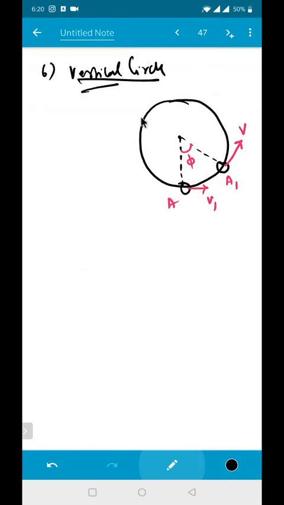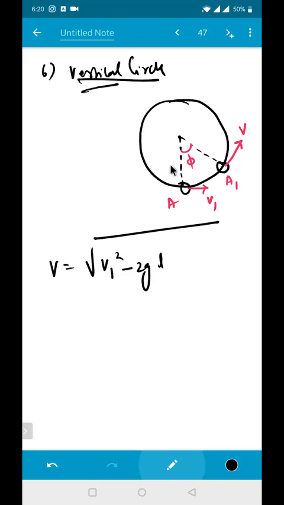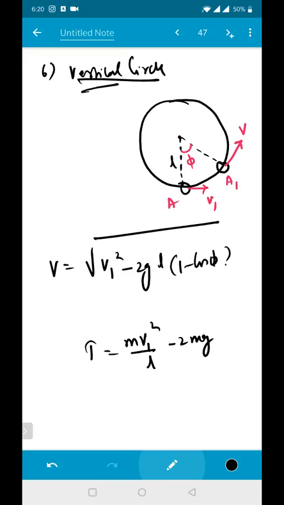I hope you remember it. The body is suspended with the help of a string, and if the body has a velocity V1 at the lowest position, then at any position like A1 the velocity will be equal to how much? What is the formula, you know better? V is equal to under root of V1 square minus 2g L into (1 minus cos phi), isn't it? Tension in the string, T is equal to m V1 square divided by L minus 2 mg plus 3 mg cos phi.